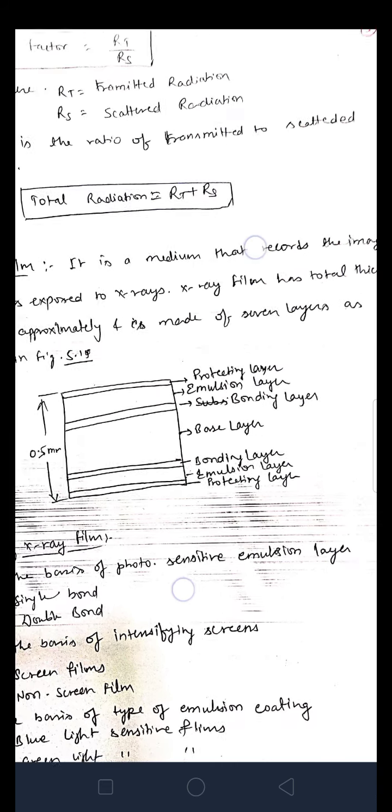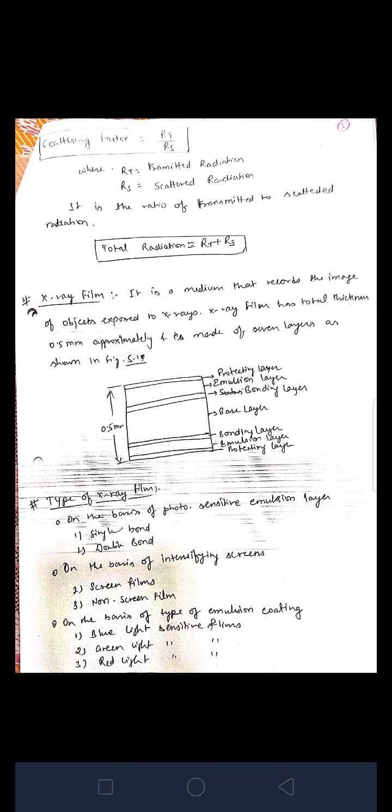So my dear students, this is the X-ray film. The thickness of the X-ray film is 0.5 mm, and these are the several layers involved in the X-ray film. Now, the types of X-ray film. There are the following types of X-ray films, and X-rays are basically used in non-destructive testing. It is very useful.